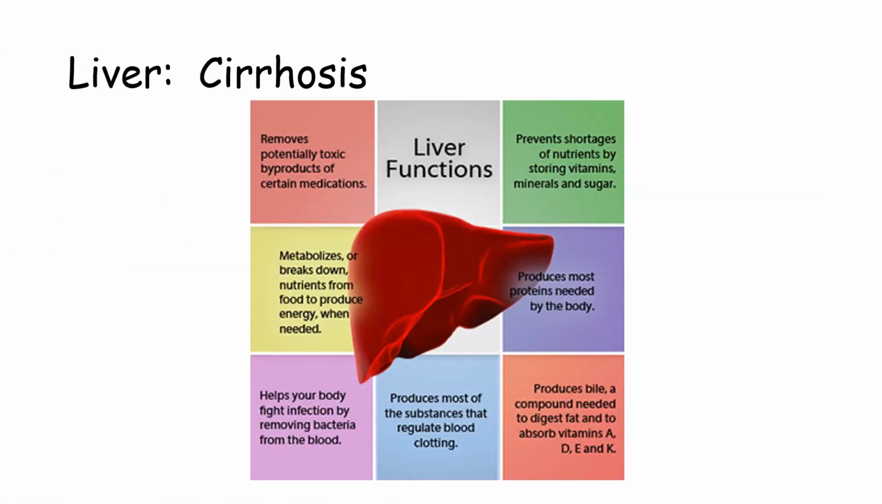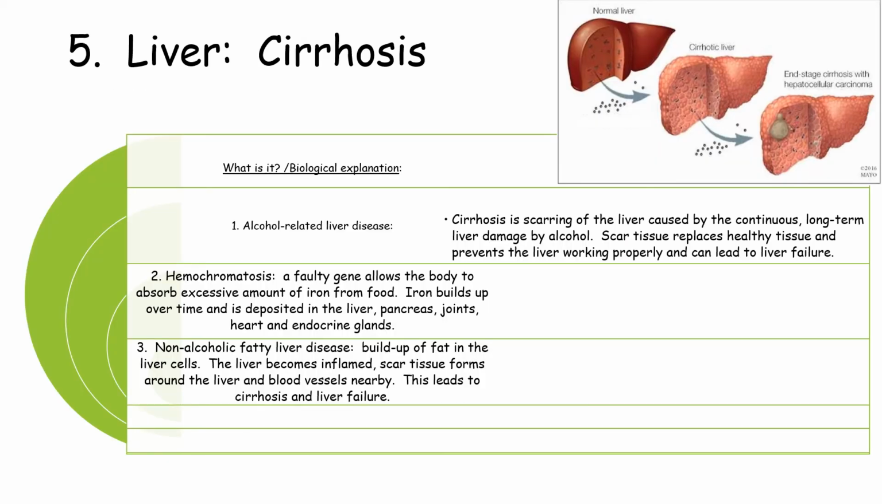We now move on to the liver and psoriasis, which is scarring of the liver. So psoriasis is scarring of the liver caused by the continuous long-term liver damage by alcohol. Scar tissue replaces healthy tissue and prevents the liver working properly, and this can lead to liver failure. And that's really important to remember. You've got to remember as well that someone who has psoriasis should be giving up alcohol. Otherwise, it's going to make their condition worse.